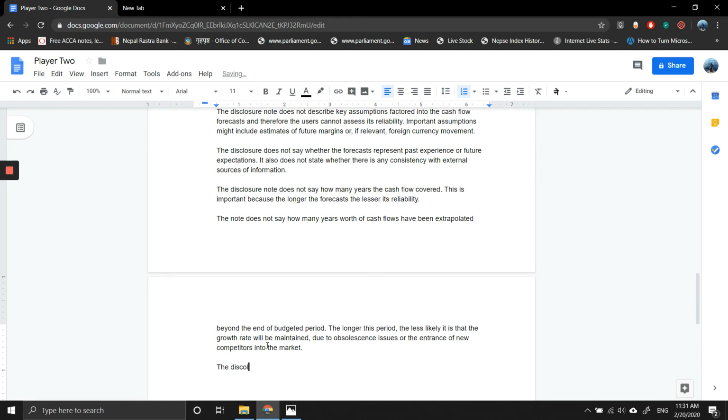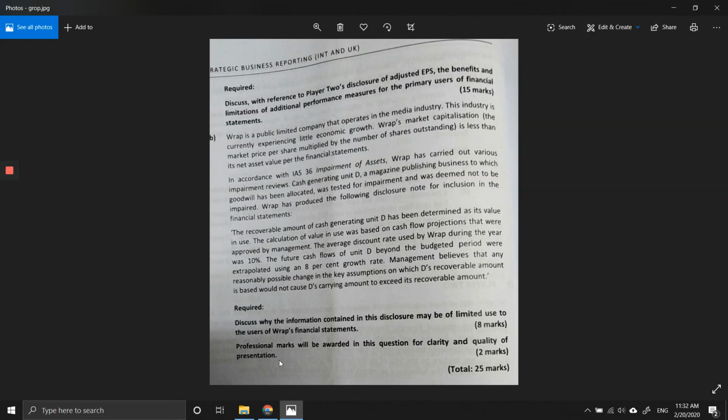What else? The disclosure note does not justify the rate of growth used to extrapolate cash flows beyond the period covered by the cash flow forecasts. So the rate is not justified, right? The 8%, why was it 8% used?